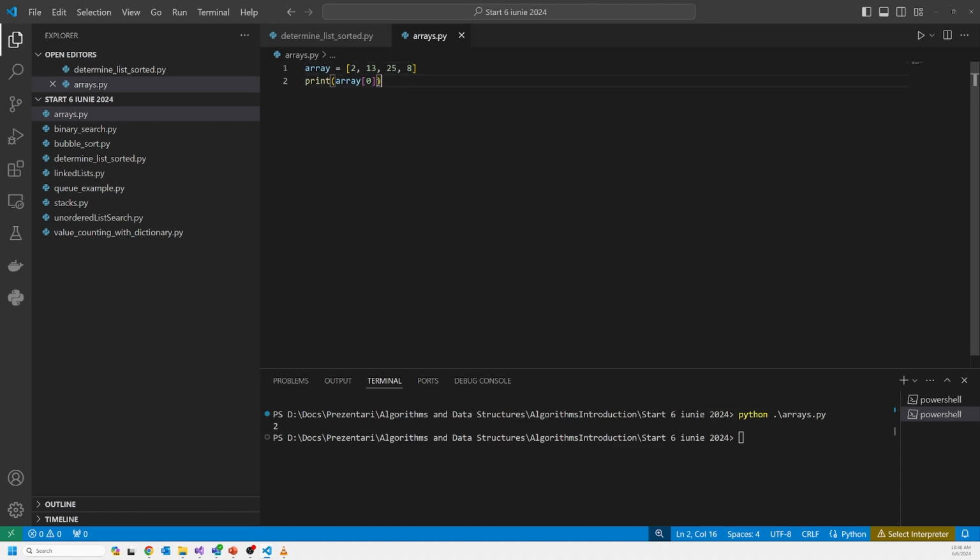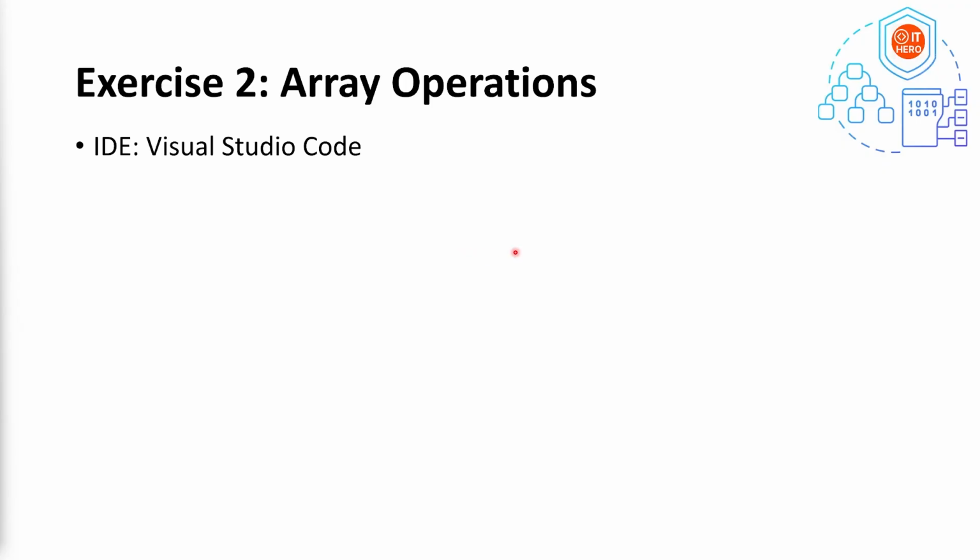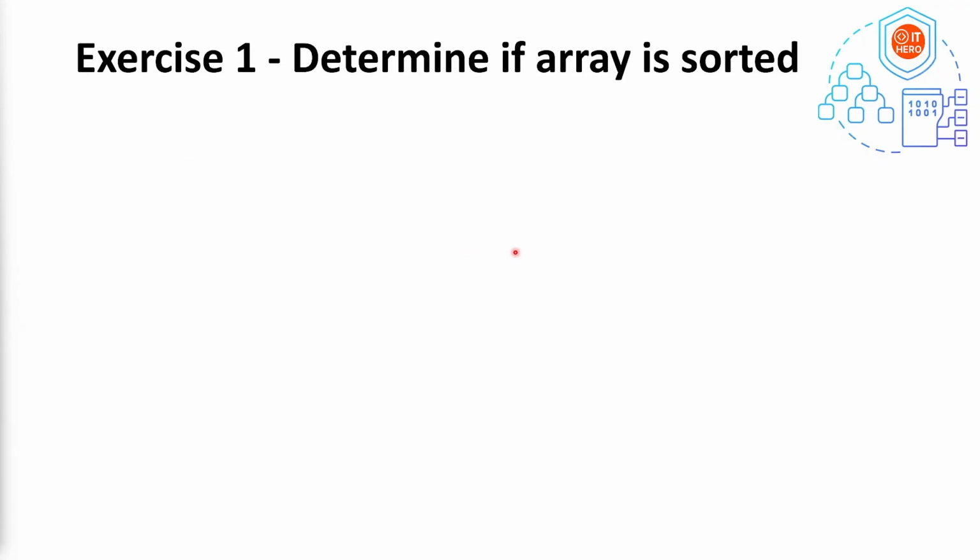We can also write some operations directly here, save it and run it again. You see we get the addition of these two elements. Good. Next, we have another exercise.